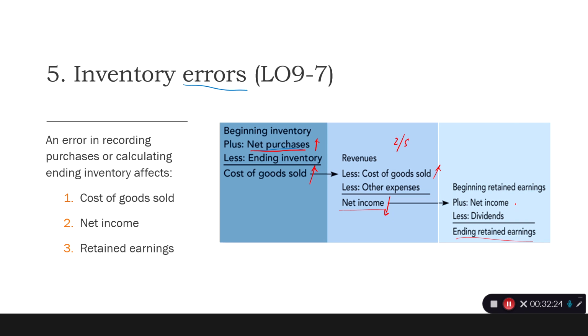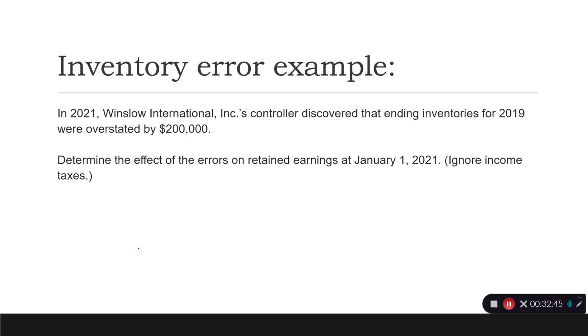If you have a low, I mean underestimated, net income, and everything else is correct, then that means your ending retained earnings are going to be low, right? Vice versa. Hence, an error in recording purchases or calculating inventory can affect the cost of goods sold, net income, and retained earnings. So let's look at an example.